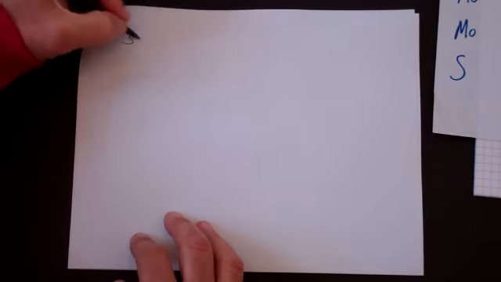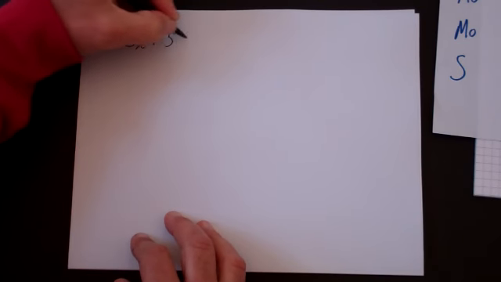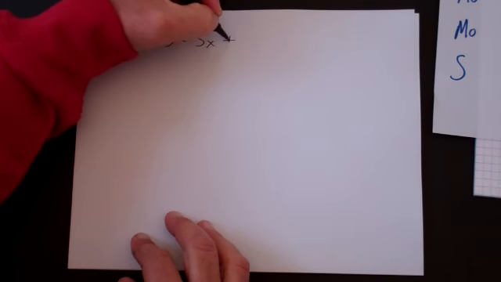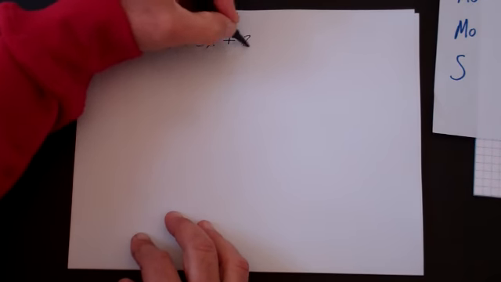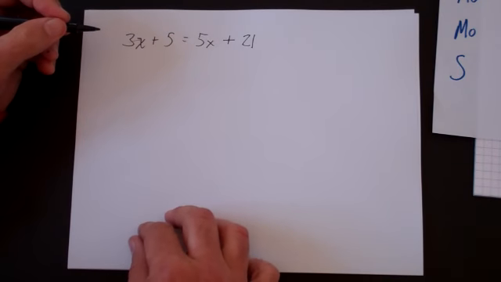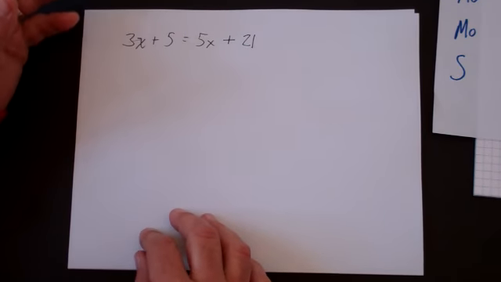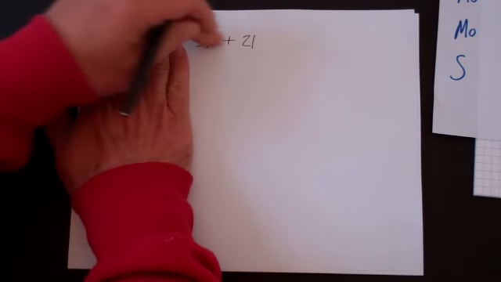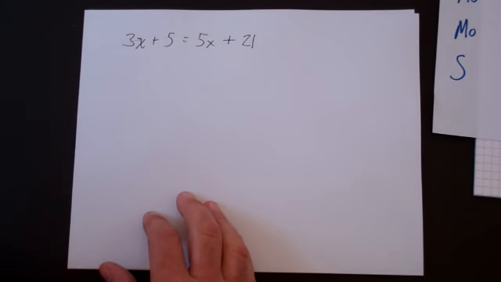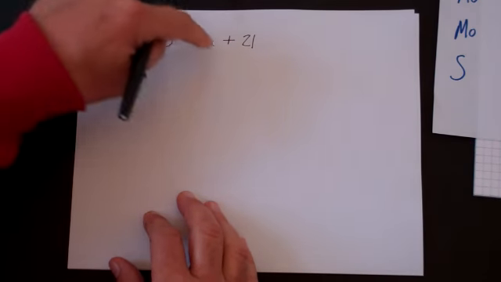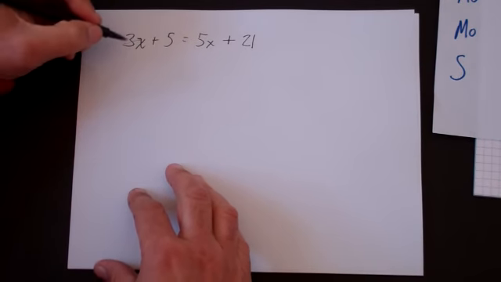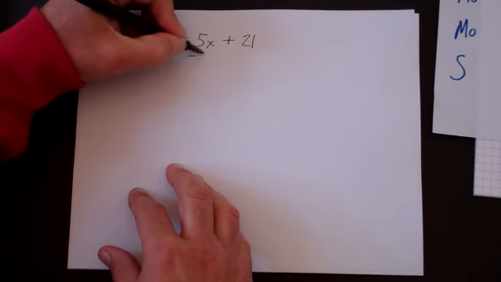The second type of problem that you're going to have is 3x plus 5 is equal to 5x plus 21. So first we're going to distribute. There's nothing to distribute. Then we're going to combine like terms. Looking at this side of the equation, there's nothing to combine. This side, there's nothing to combine, so that's fine. Now we're going to move the x's to one side. It doesn't matter which side you move the x's to. You can either move the 5x to this side or the 3x to this side. In this case, I'm going to move the 3x to the other side.